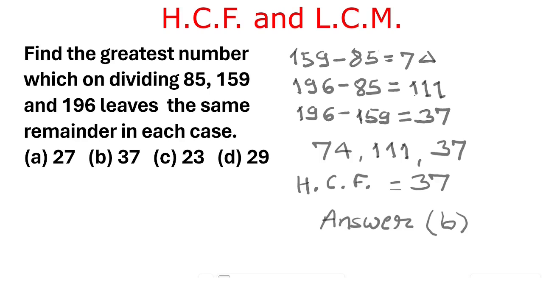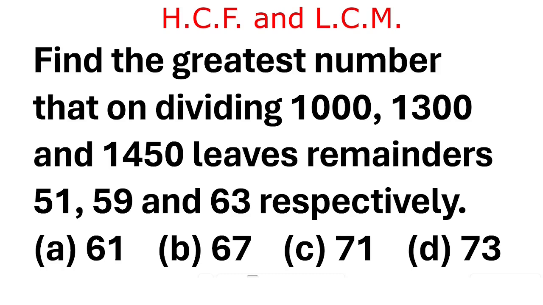We go to the next question. Our question is, find the greatest number that on dividing 1000, 1300 and 1450 leaves remainders 51, 59 and 63 respectively. The given options are option A 61, option B 67, option C 71, option D 73.